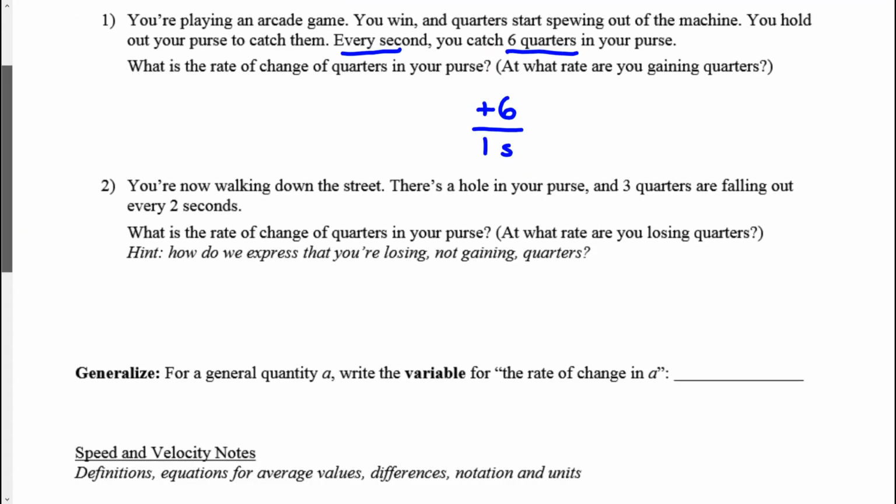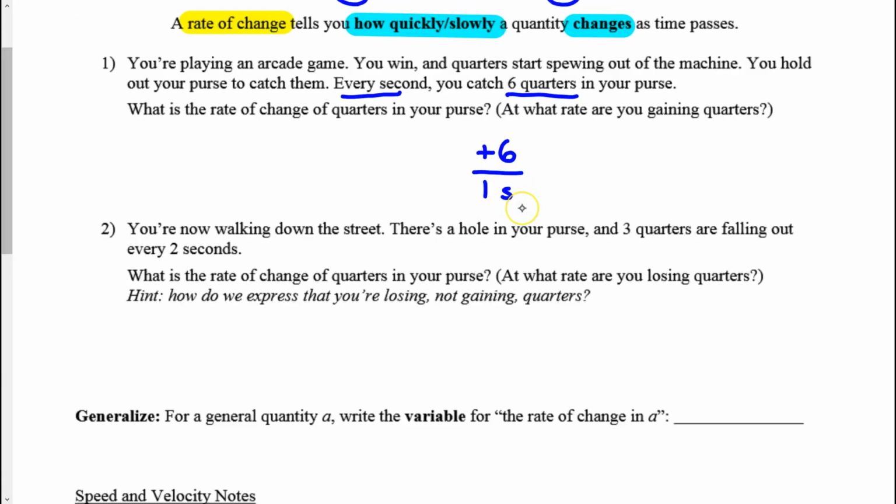In number 2, we've got the same situation, but there's a hole in your purse, and 3 quarters fall out every 2 seconds. So how could we put those things into a single rate? Well, we would say per 2 seconds, or every 2 seconds, we lose 3 quarters. Notice that the two pieces of information are still present. In the numerator, we put how much change occurs. That's the delta. How many quarters do we gain or lose? Then we divide by how much time it takes for the change to occur.